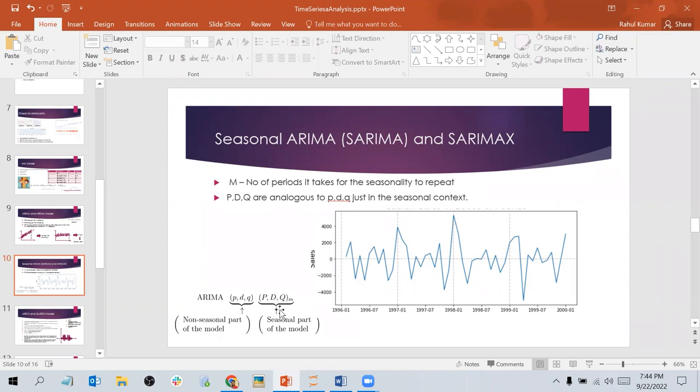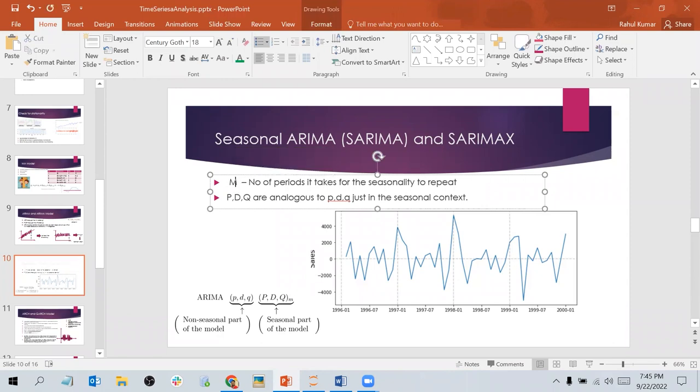Then let's talk about this important factor, which is small m here. Small m is the number of periods it takes for the seasonality to repeat. If you take any time series data and plot it, you can find it. What is the number of periods it takes for the seasonality to repeat? In this case, it takes around 12 months, isn't it? From this to this, it takes 12 months to repeat the same seasonality. So in this case, my small m will be 12. Now let's go back to the code here.